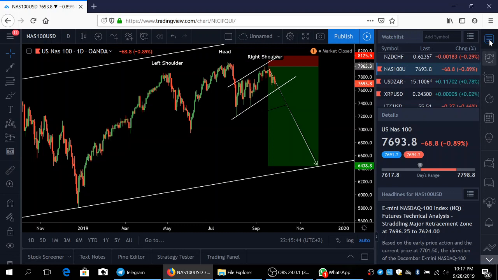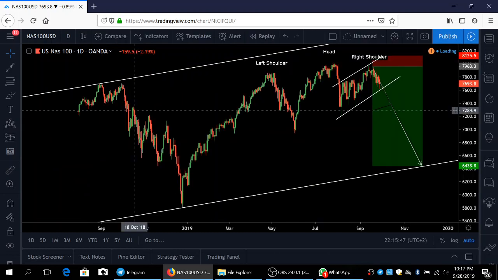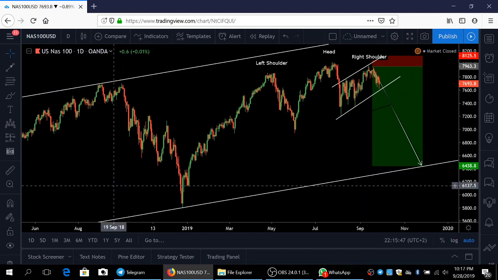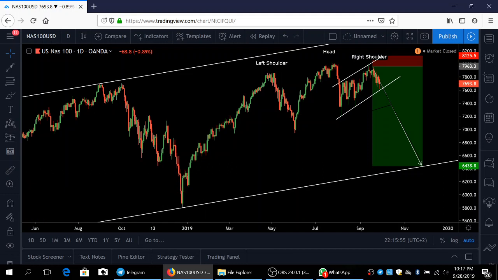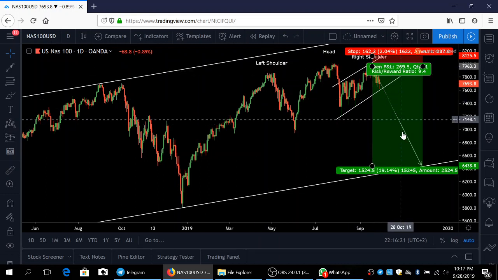Okay. So you also have an ascending channel here. You can see that price has been in an ascending channel, and this zone here has served as resistance quite a lot of times. You can see here, here, and here, and it has now formed a head and shoulders pattern and a small ascending channel.